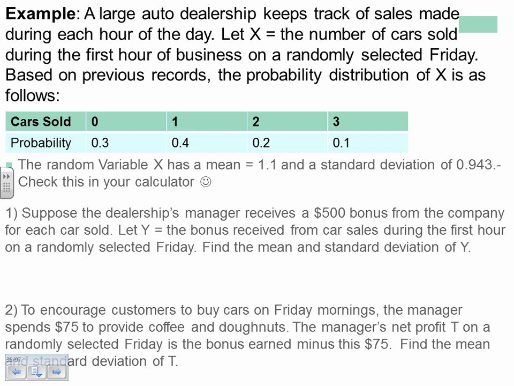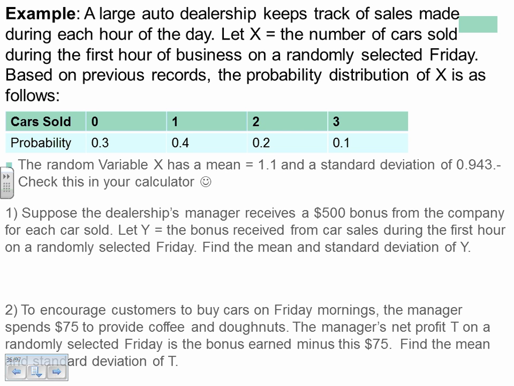A large auto dealership keeps track of sales made during each hour of the day. Let X be the number of cars sold during the first hour of business on a randomly selected Friday. Based on the previous records, the probability distribution of X is as follows. Cars sold 0, 1, 2, and 3, and the probability of that. The random variable X has a mean of 1.1 and a standard deviation of 0.943. Check this and make sure you get the same thing.